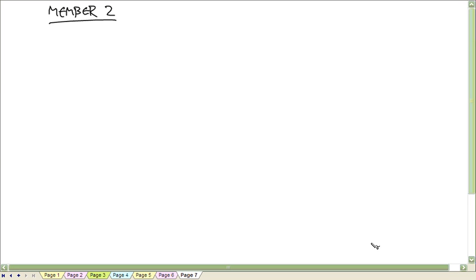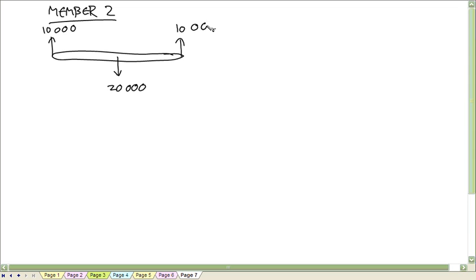So for member 2, we don't have to rotate it at all. The loads just look like this. So 3 important points, 2 cuts. The first cut is for x between 0 to 0.5.